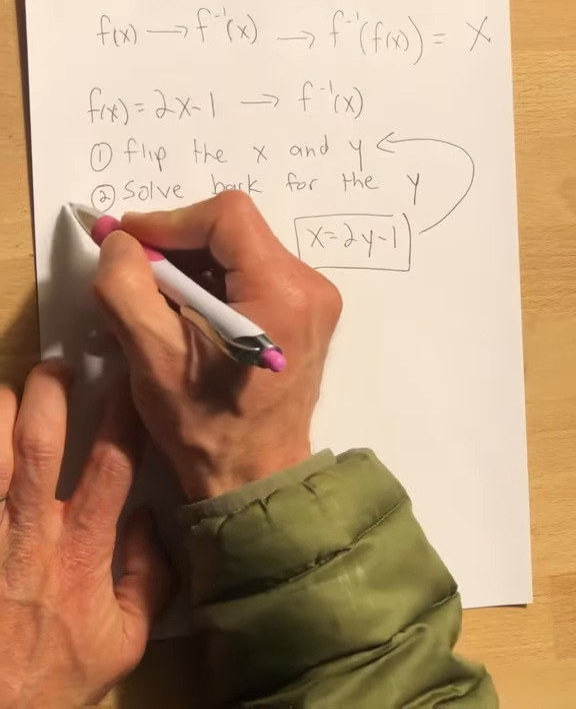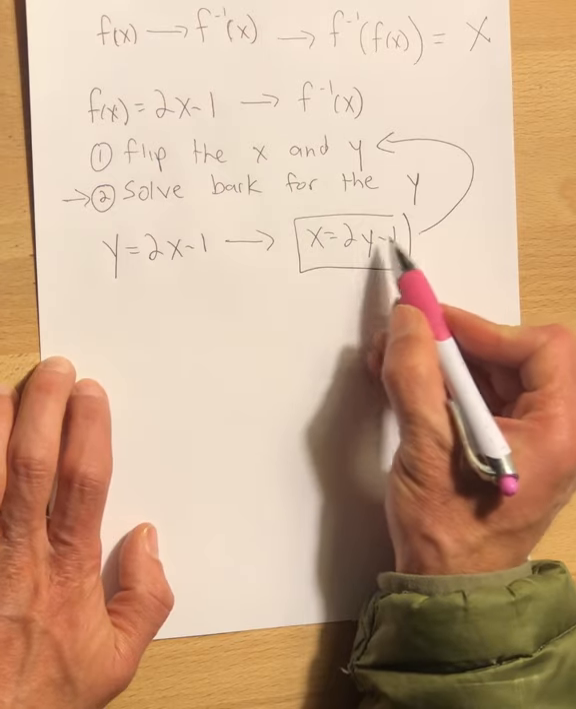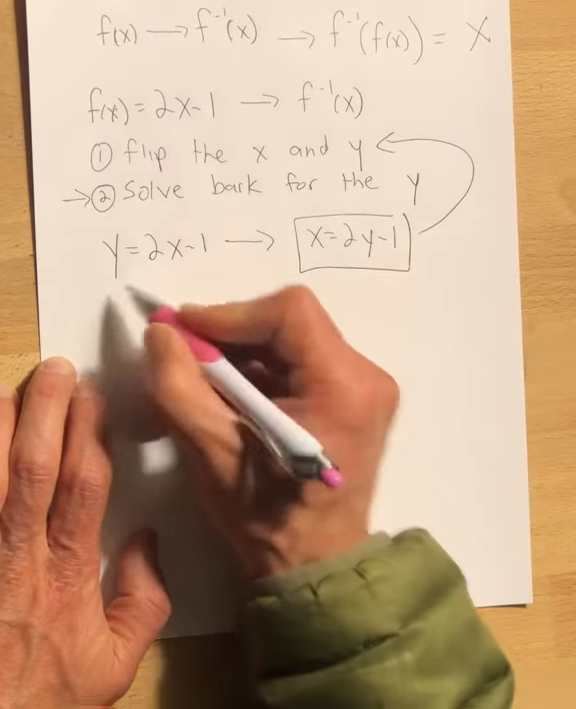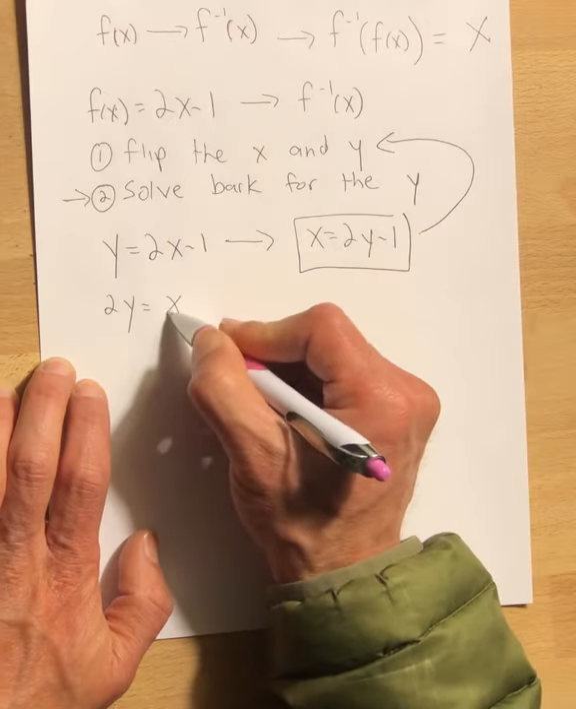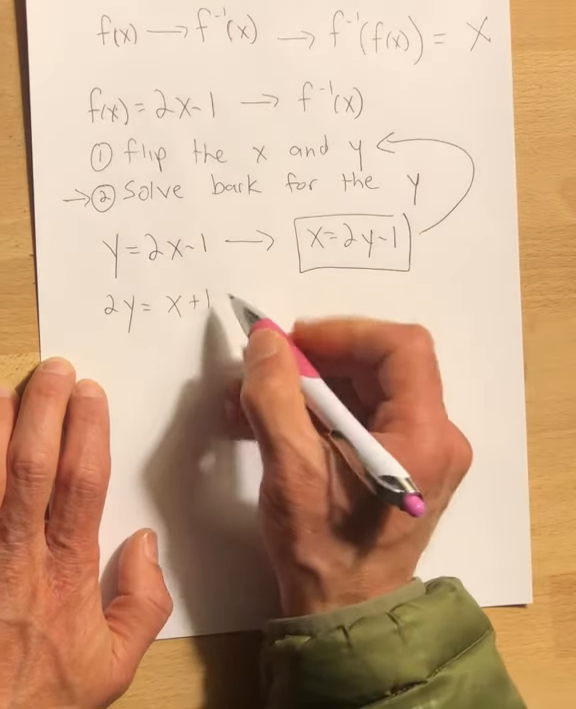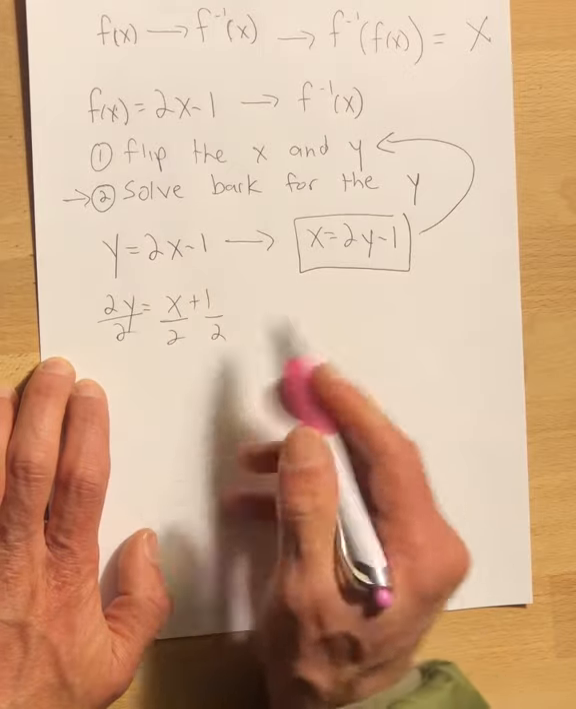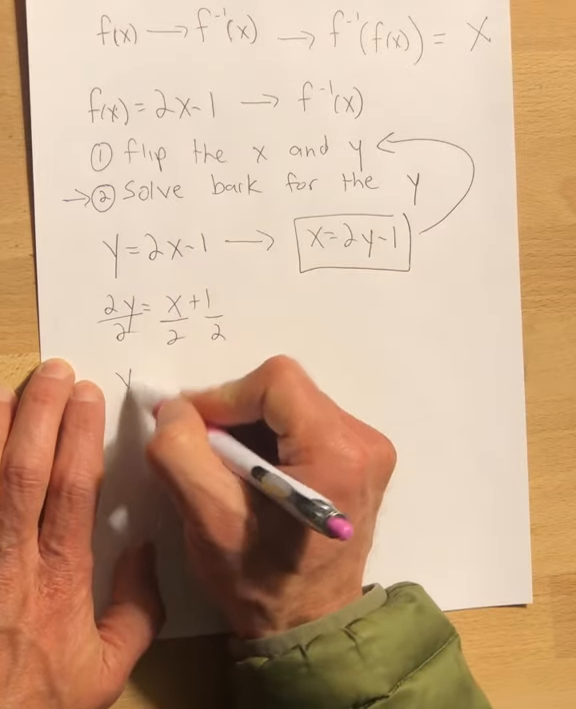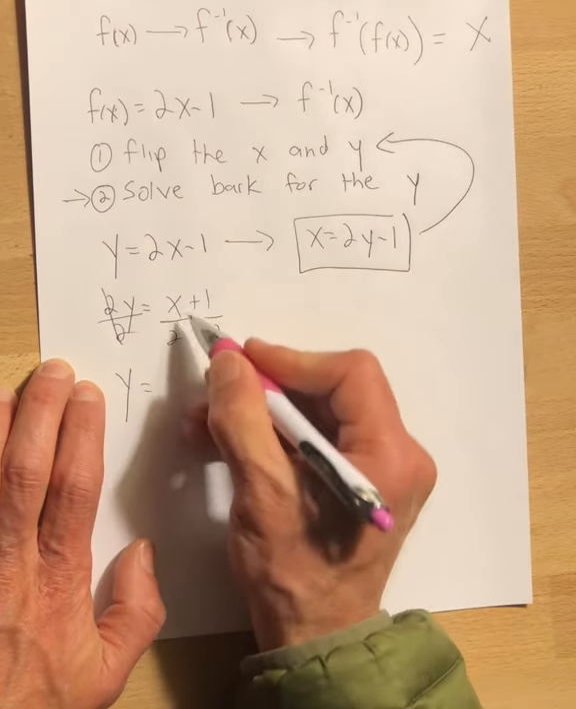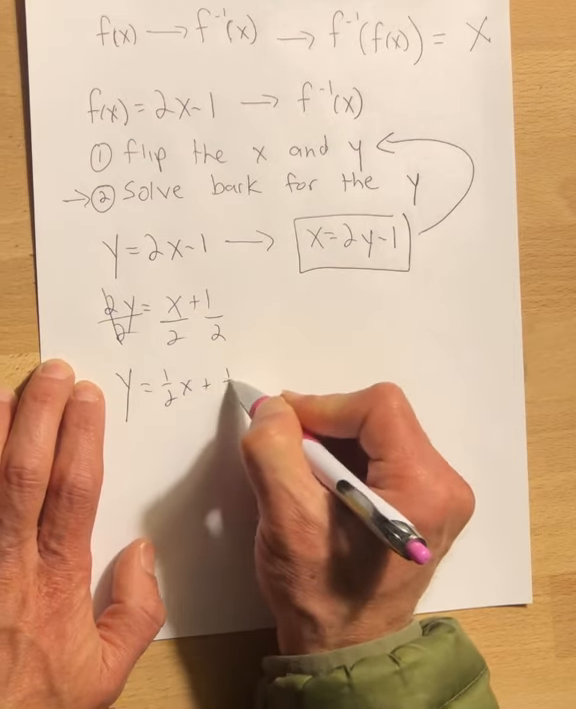Now I have to do this step, solve back for the y. To isolate this y, I'm going to add 1 to move it over. 2y equals, if I add 1, x plus 1. And then I'm going to divide everything by 2. The reason I'm doing this is because I'm solving back for my y. So I have y equals x over 2, which is 1/2 x plus 1 over 2.